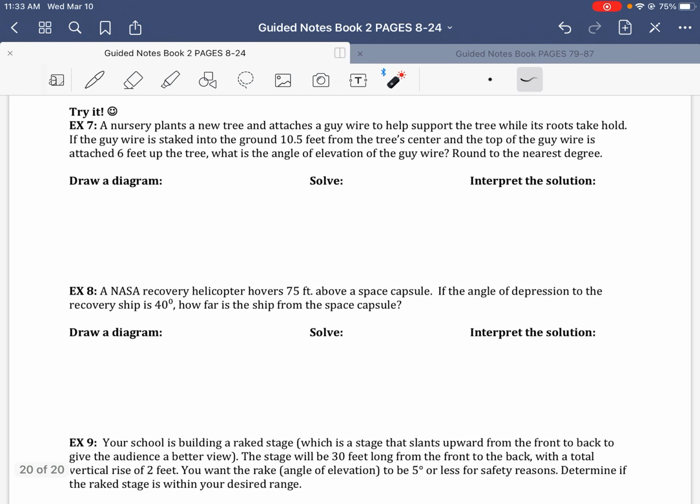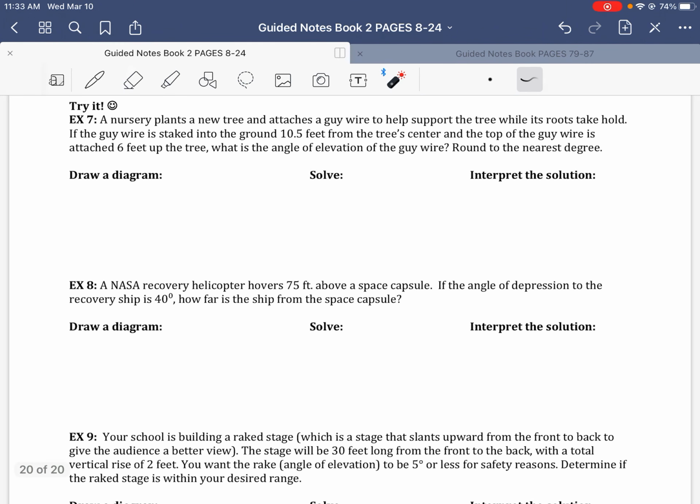So let's try it a few times. Example 7 says a nursery plants a new tree and attaches a guy wire to help support the tree while its roots take hold. If the guy wire is staked into the ground 10.5 feet away from the tree. So I'm going to draw a guy wire. That's where I'm going to start before I even try to read this whole thing. So here's a tree. They plant this new little tree. And here's the ground. There's some grass.